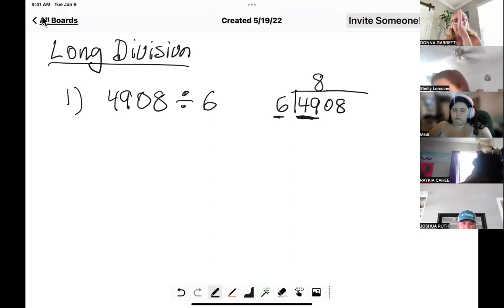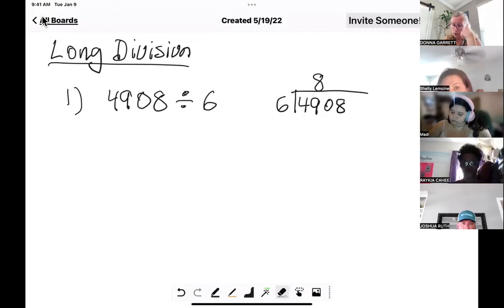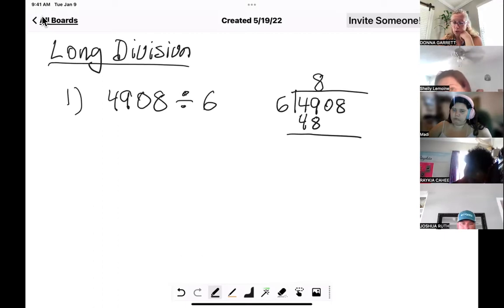You want to keep it very, very, very organized. Disorganization can really lead to a wrong answer. Okay, so then I'm going to multiply. 8 times 6 is 48. Now we're dividing, so I need to know how many are left over. So I subtract. I know 1 was left over.